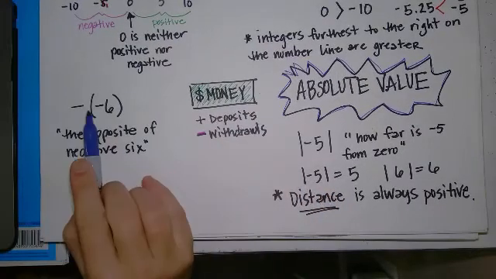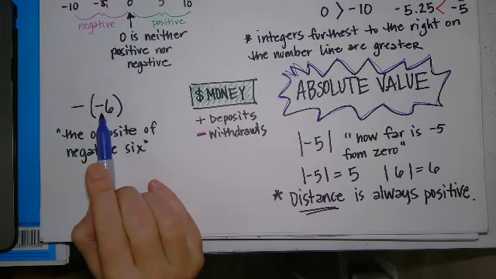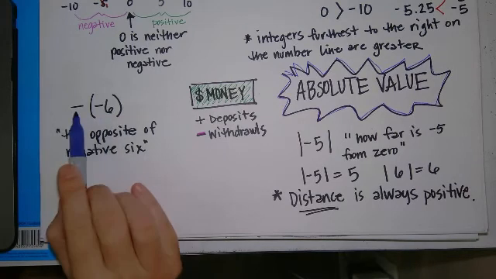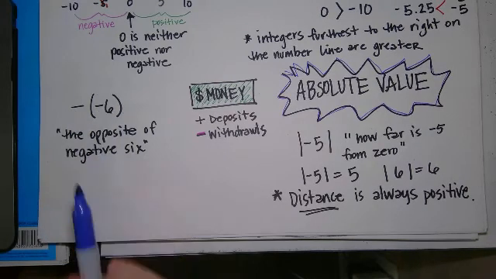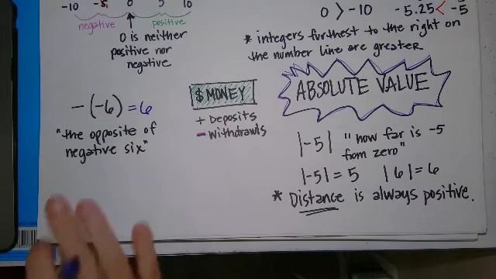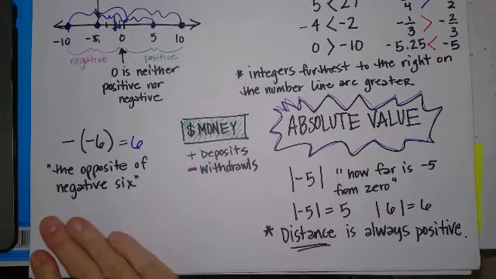So how would you read a problem like this? -(-6). I would not read it as "negative negative 6." I would read that as the opposite of -6. You know what the opposite of -6 is. The opposite of -6 is +6.